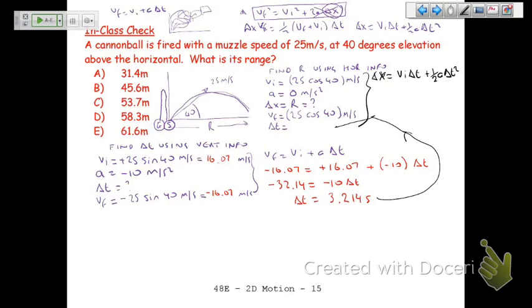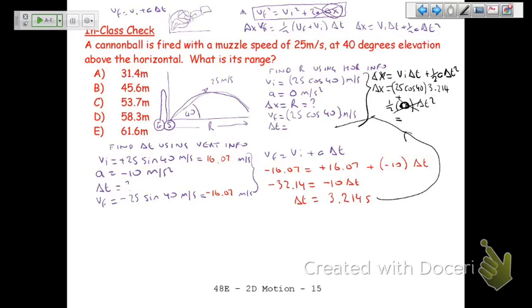So delta x is equal to VI, which is 25 cosine 40, 25 cosine 40, times 3.214, plus 1/2 times 0, horizontal direction, times delta t squared. That goes away.